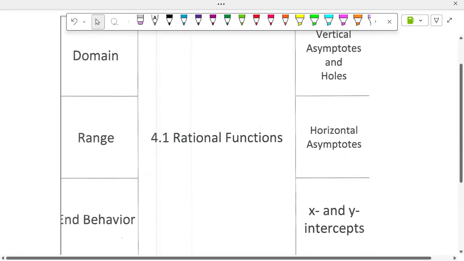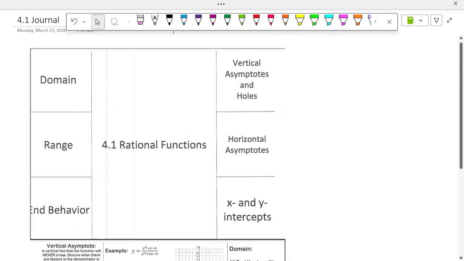So, with rational functions, there are a lot of key features that go along with it. Yes? Wednesday. So, you guys should have your journal out, that foldable. There are a couple of different key features with rational functions, a lot more than what we're used to. So, we have the vertical asymptotes and holes, horizontal asymptotes, of course x and y intercepts, domain, range, and end behavior.